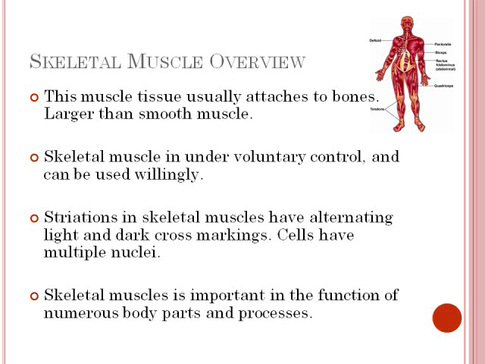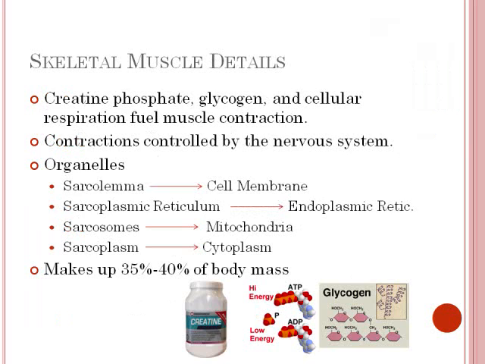Skeletal muscle is under voluntary control and can be used willingly. Striations in the skeletal muscle have alternating light and dark cross markings. Cells have multiple nuclei in muscle tissue. Skeletal muscles are important in the function of numerous body parts and processes. Details about skeletal muscles include their energy source, contractions, and difference in organelles.